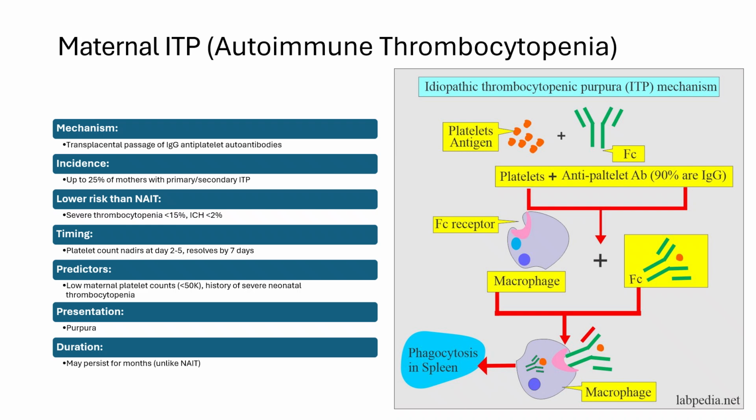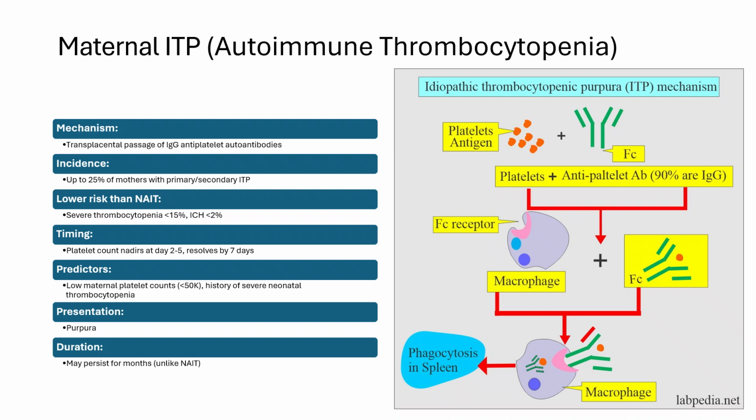Maternal ITP represents a distinct form of immune-mediated neonatal thrombocytopenia that differs significantly from NAIT in its pathophysiology, clinical course, and prognosis. Understanding these differences is crucial for appropriate management and family counseling. The mechanism involves transplacental passage of maternal IgG antiplatelet autoantibodies.